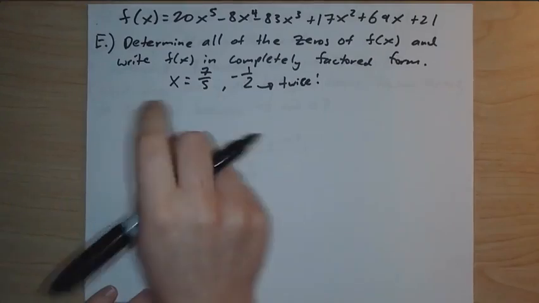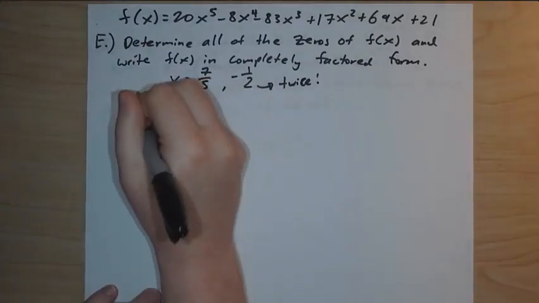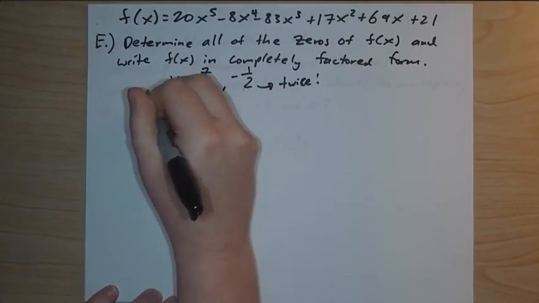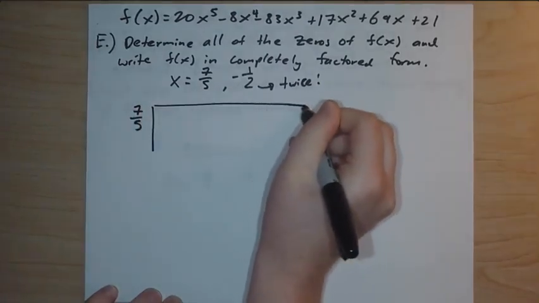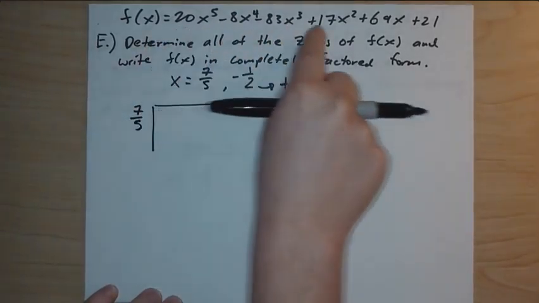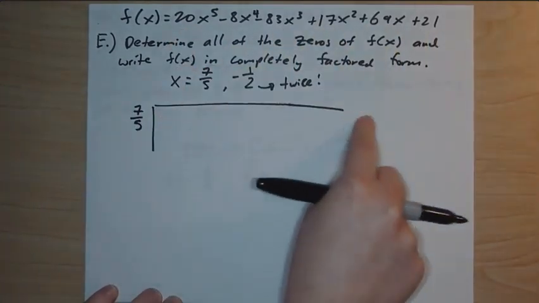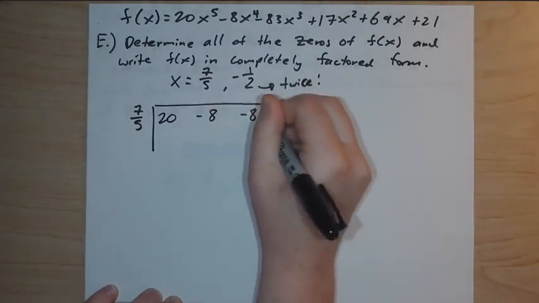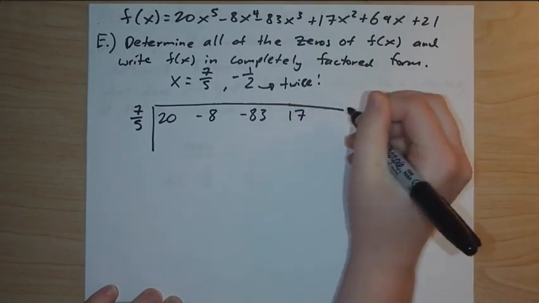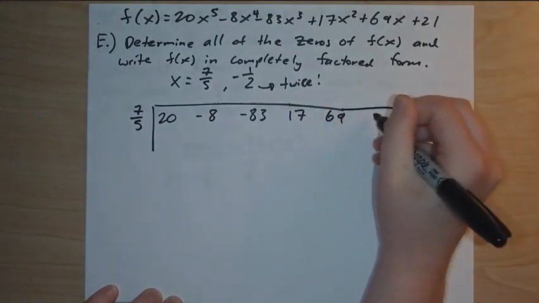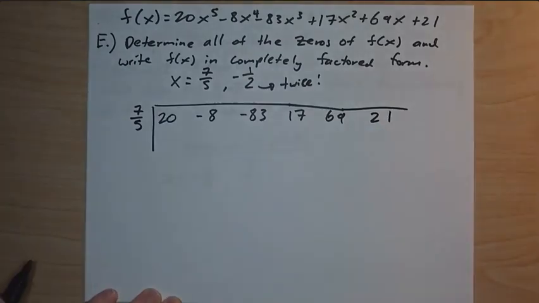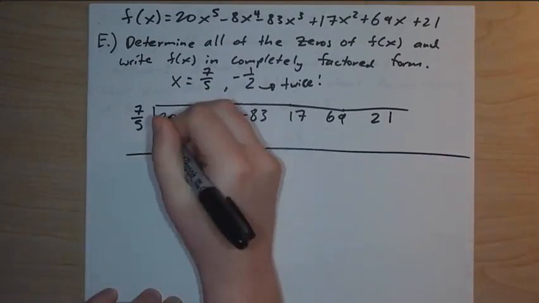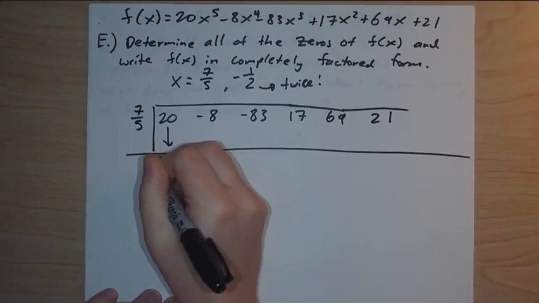We're going to start with 7/5. So to do synthetic division, we have 7/5 over here. We're going to write all the coefficients of our polynomial up here. So we have 20, negative 8, negative 83, positive 17, 69, and 21. We're going to write another thing down here. For the first number, we're just going to bring it straight down. This is just going to be 20.